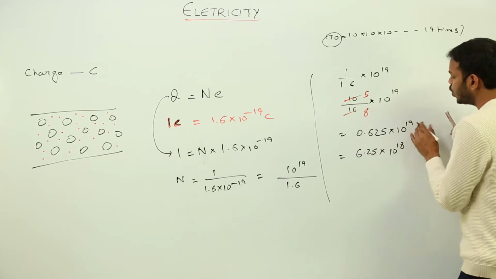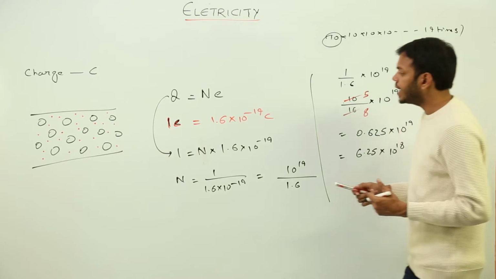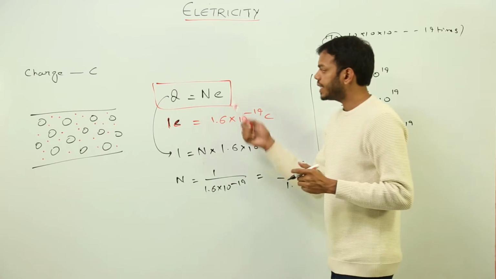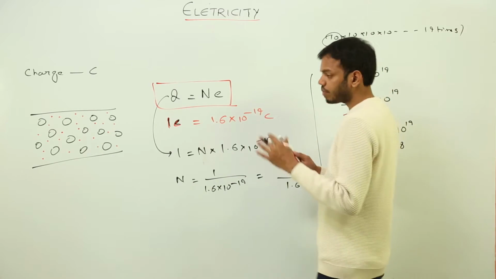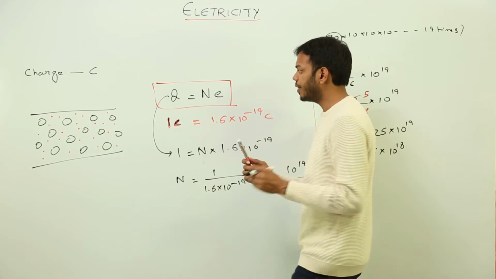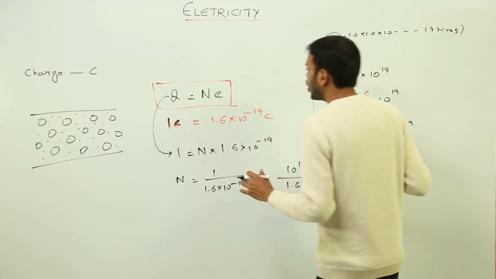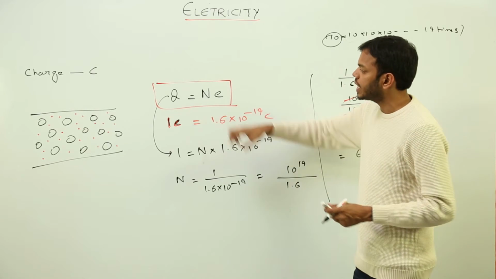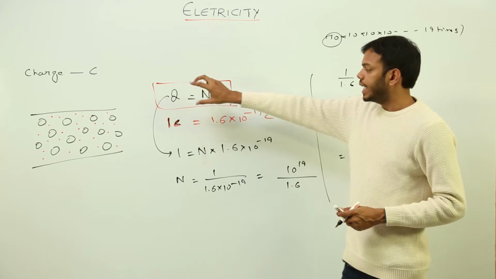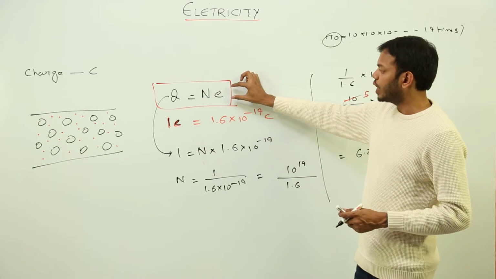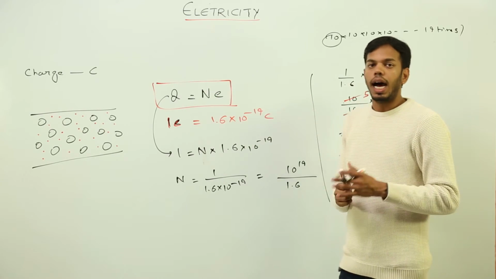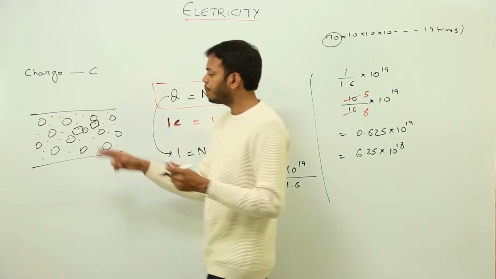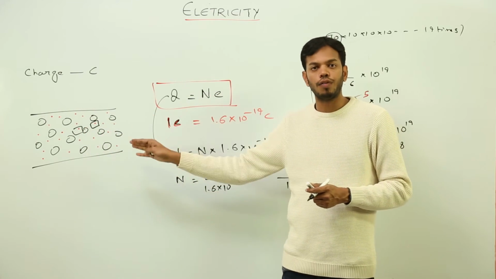So what unit should I write here? I won't be writing any unit, because Q is n times e. This is called quantization of charge. I'll explain the meaning of quantization in a while. But I was telling you why I'm not going to write any units here: Q equal to ne represents that the total charge is an integral multiple of the electronic charge. Integral multiple means I cannot break this electron and take half of an electron.